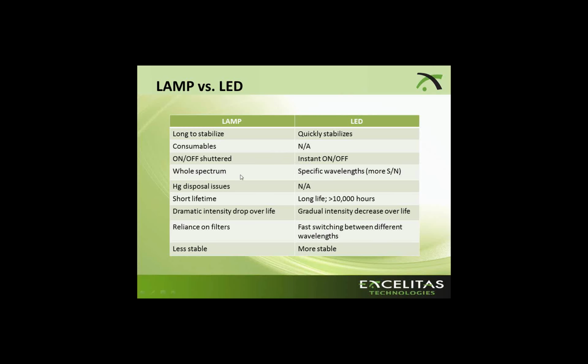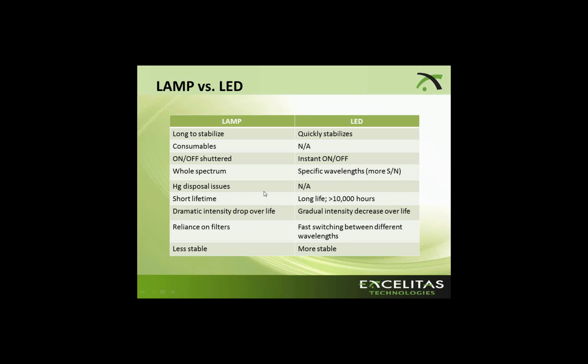Lamp covers the entire spectrum, all the way from your Fura through your DAPI, GFP, TRITC, Cy5, and all the way to your Cy7s. LEDs, they are available in either specific wavelengths to cover most of those fluorophores, or you can combine 3 or 4 or 5 of those to create a so-called white light spectrum.